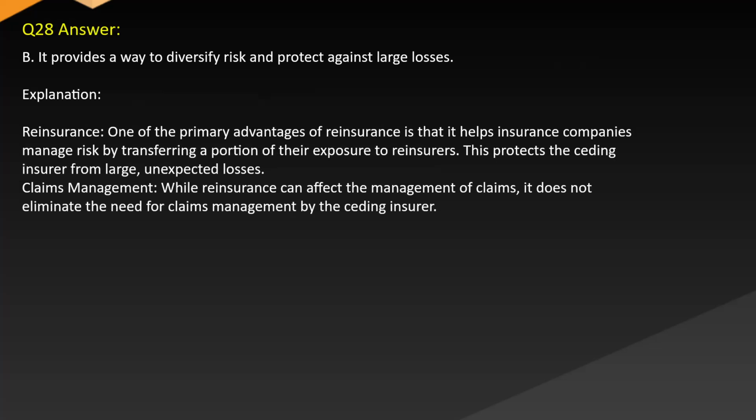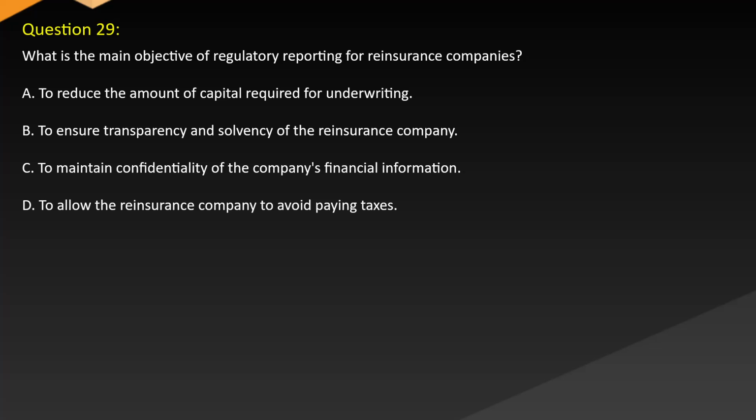Answer B. It provides a way to diversify risk and protect against large losses. Explanation: reinsurance. One of the primary advantages of reinsurance is that it helps insurance companies manage risk by transferring a portion of their exposure to reinsurers. This protects the ceding insurer from large unexpected losses. Claims management. While reinsurance can affect the management of claims, it does not eliminate the need for claims to be managed by the ceding insurer.